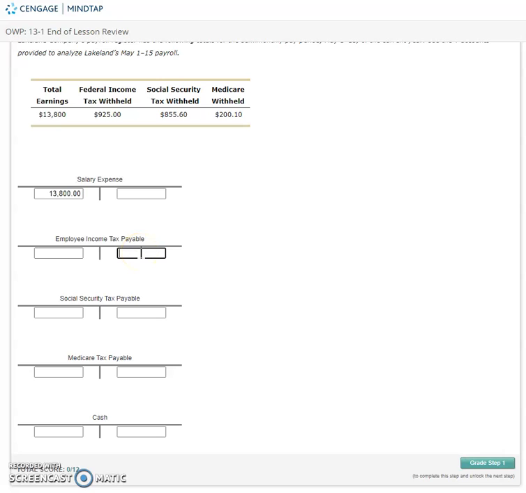So employee income tax payable, we are going to credit for $925. Social Security tax payable goes with our Social Security tax, and we're going to credit that for $855.60. And then our Medicare tax payable is going to be our Medicare that we withheld, which is a credit of $200.10.